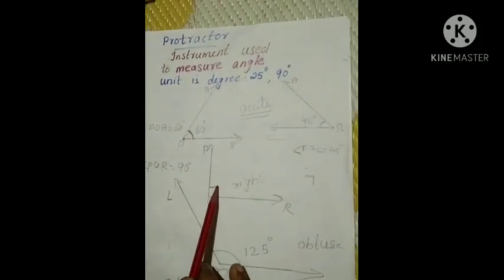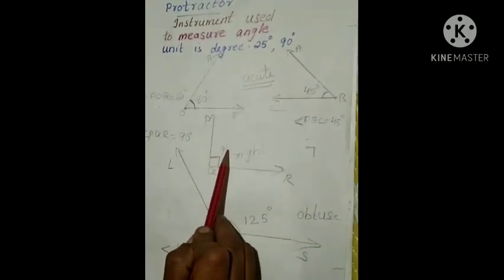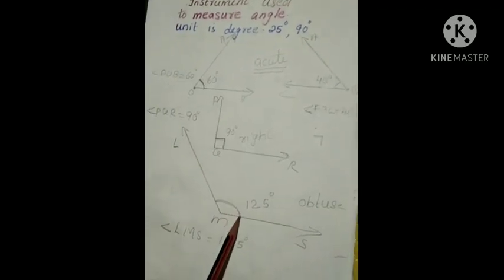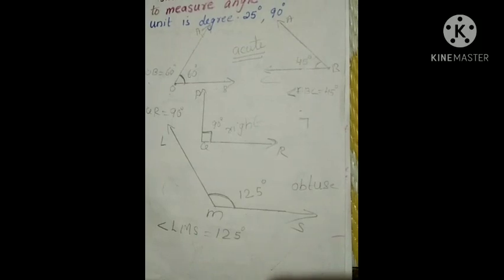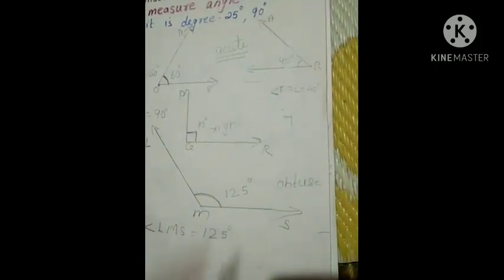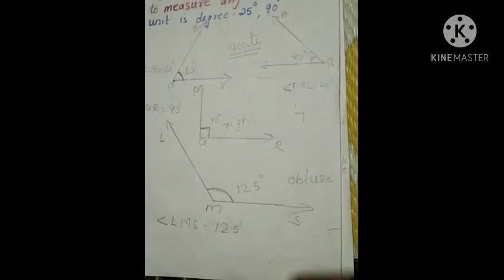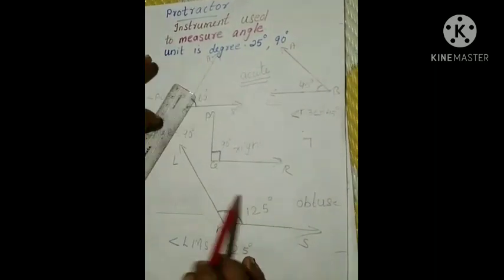This one, like a 7 we are representing, is called a right angle, 90 degree. A 90 degree angle is called a right angle. Next one, look here, this one is more than 90 and less than 180. 125. Its name is obtuse. Acute, right and obtuse.